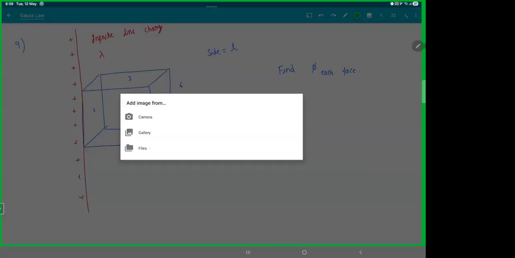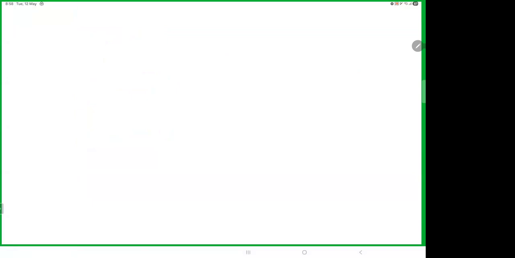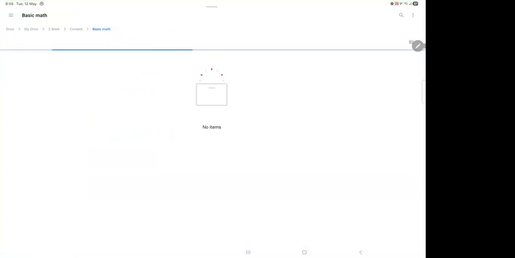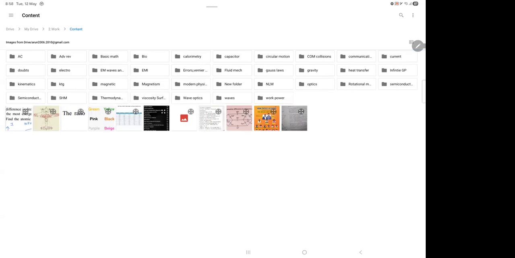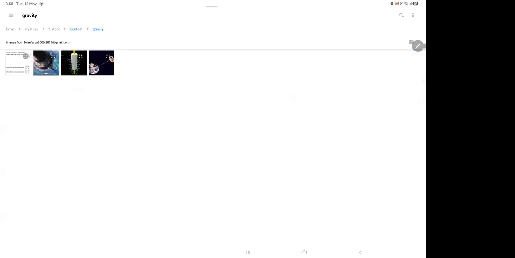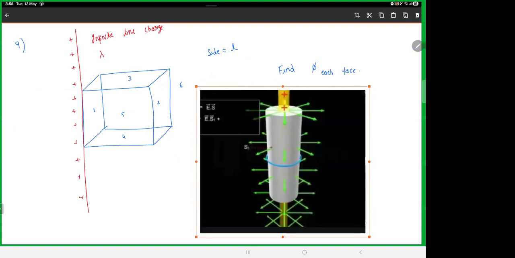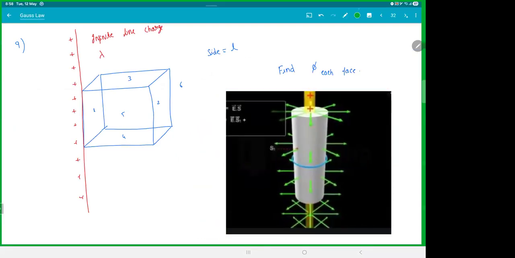And I hope you remember how the field lines will look for an infinite line charge. Let me show you that in case. This is how field lines will look for an infinite line charge. Now, what you're doing here is you're keeping a surface here. So these lines will come parallel to the surface, so there'll be no flux.